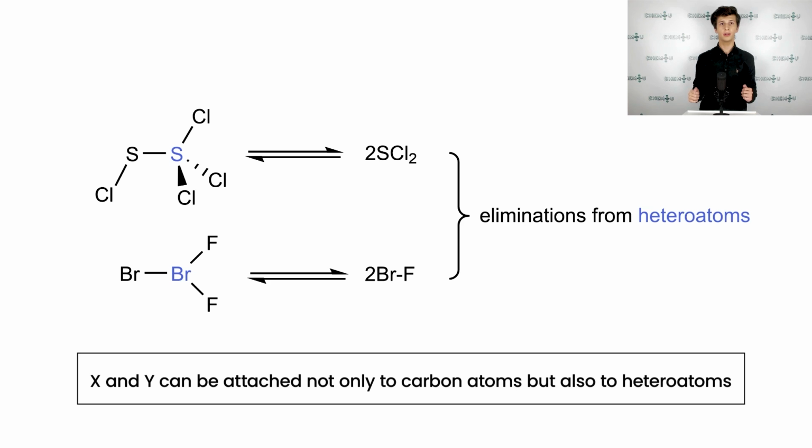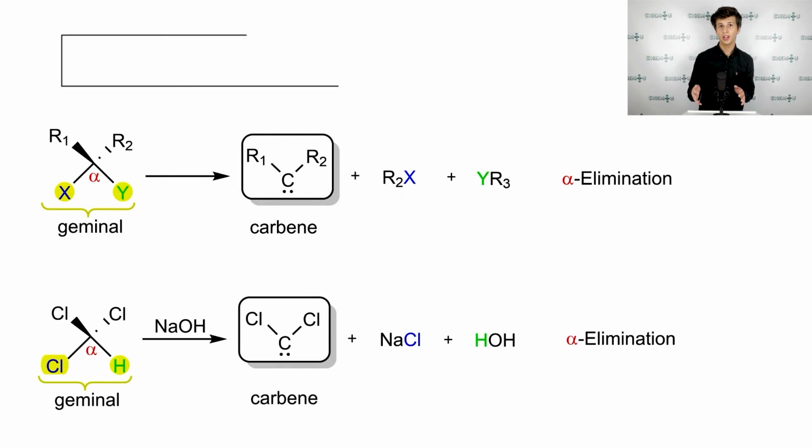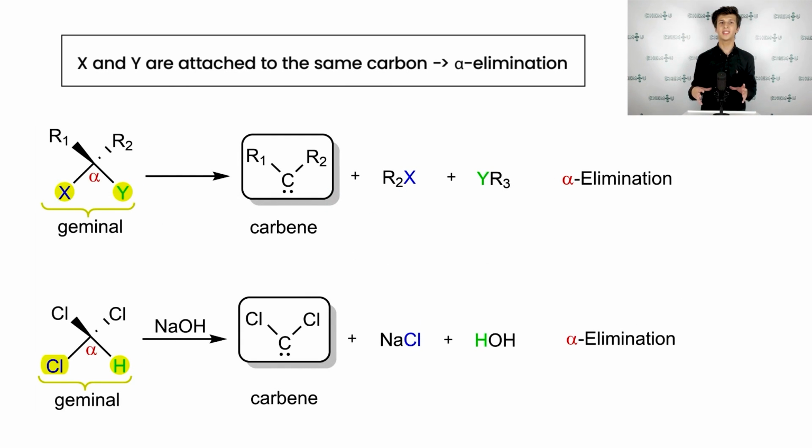Carbon atoms, in turn, can be sp3 or sp2 hybridized. However, in this course, we will consider only sp3 hybridized carbon, as such eliminations are way more popular in organic chemistry. And here, we come to something so special about elimination reactions. Depending on the distance between the atoms or atom groups X and Y, their elimination has a distinct designation. So, if X and Y are attached to the same carbon atom, the elimination is then classified as α-elimination.